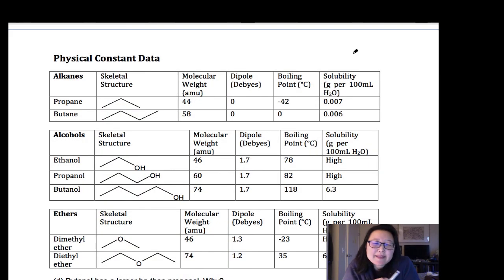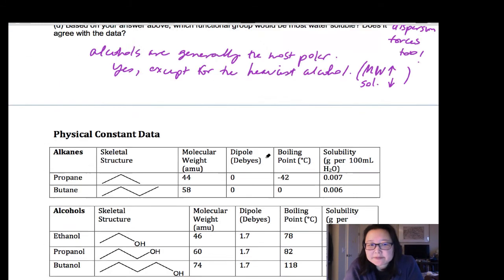All right, when we look at these data and we want to answer the question, which of these functional groups seems to be the most polar, I would probably just go with the dipole at first. Okay, so the dipole is 0 here for alkanes, 1.7 for the alcohols, and 1.3 for the ethers. So generally the dipole moments, which are measured in debyes, are higher for the alcohols.